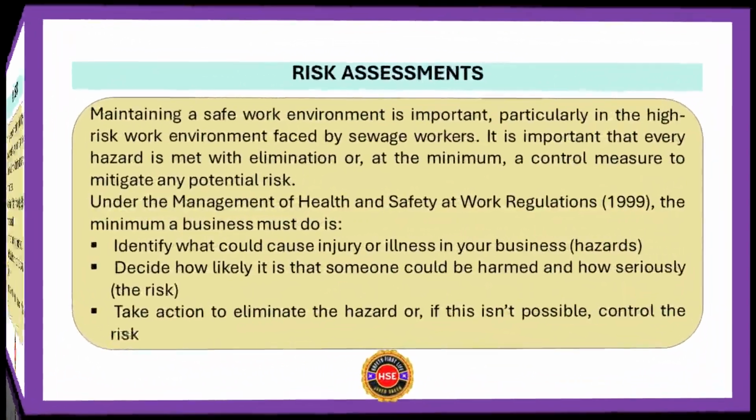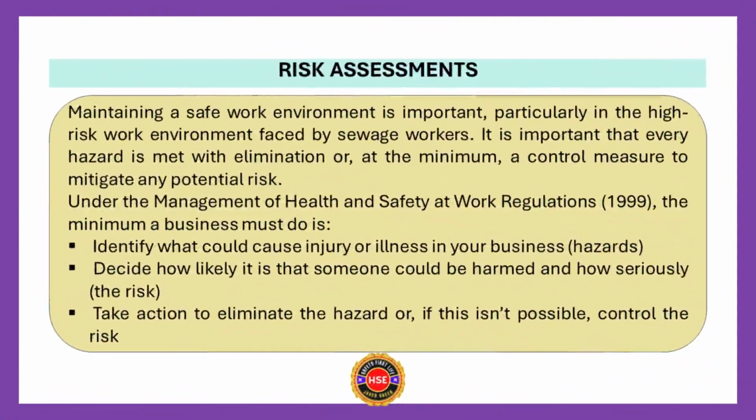Under the Management of Health and Safety at Work Regulations 1999, the minimum a business must do is, number one, identify what could cause injury or illness in your business. What are the hazards? Secondly, decide how likely it is that someone could be harmed and how seriously. Number 3, take action to eliminate the hazard, or if this is not possible, control the risk.